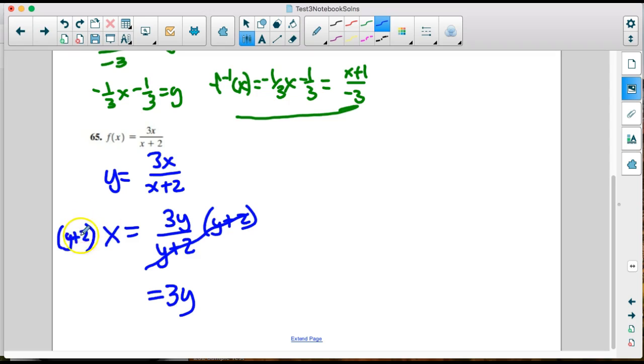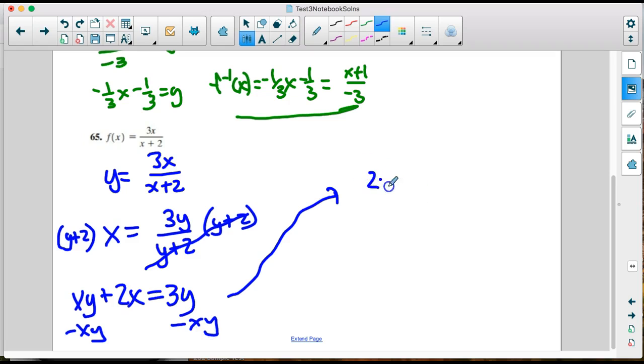Now we're going to multiply this out using the distributive property, so I'm going to get xy plus 2x on this side. Now I need all the y's on the same side together, so I'm going to subtract this xy from both sides to get 2x equals 3y minus xy. I'm doing this so I can isolate the y. We need to get it by itself. We need to factor it out so that we have one instance of y.